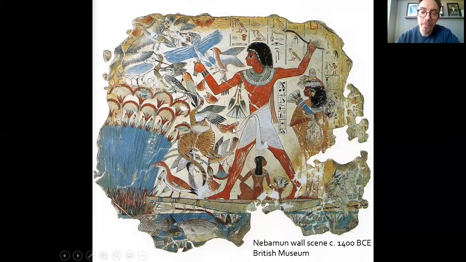So the people are perfect, generic images of themselves. These are not portraits at all. They don't show any flaws. They don't show any physical imperfections. The marsh is rich. It's full of wildlife. There are plenty of fish in the river underneath. This is a hyper real representation of reality because this was depicted in the tomb chapel.